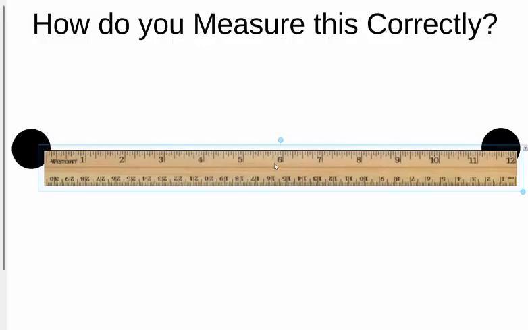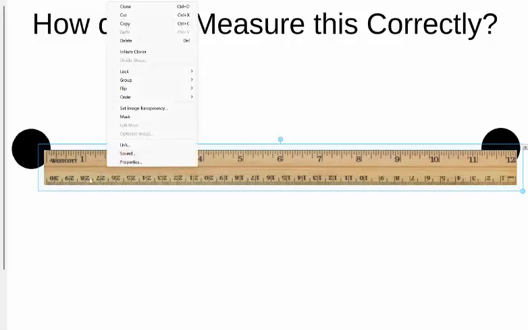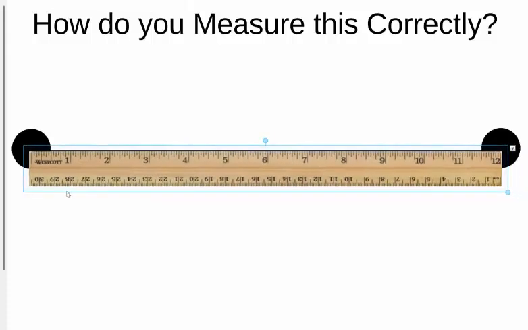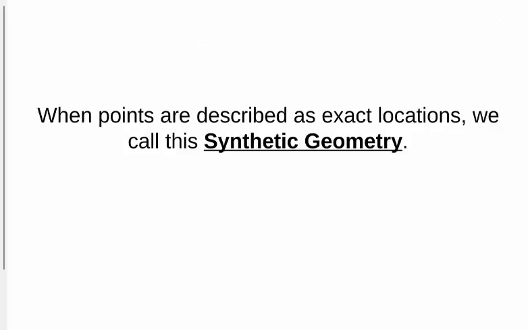So everyone's going to kind of do it a little bit differently. You just said measure it. You didn't say exactly where to start, you just said measure. And everyone's going to have a different idea. So it's kind of a little bit different for everyone. Are they correct? Yeah, they've measured it and they've shown how they do it. So they're correct for what they're measuring, assuming they know how to use a ruler, but they're each a little bit different. So when points are described as exact locations, we call it synthetic geometry.